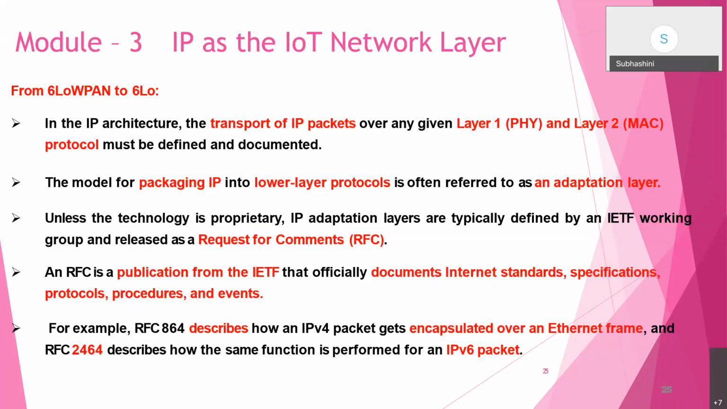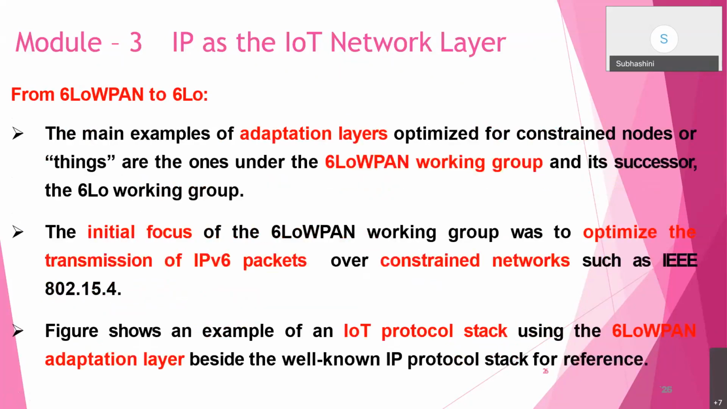Any protocol, rules and regulations defined by the standards body are published in a note or publication, and that publication is called a request for comment. Even the standards we have, their descriptions and formats are described in RFCs with certain numbers. Now, 6LoWPAN's basic focus was to optimize only IPv6 packets over constrained networks, and it falls under the IEEE 802.15.4 standard.